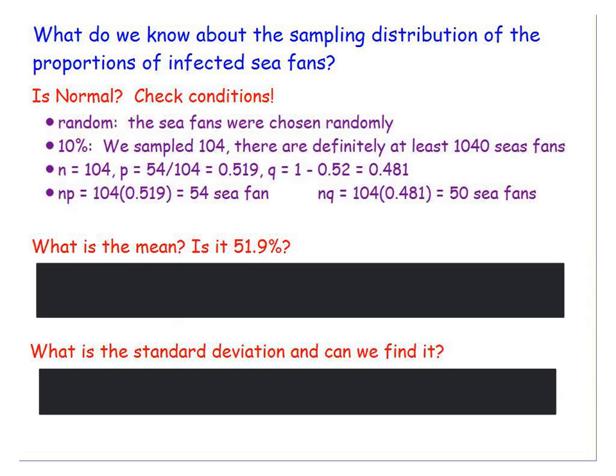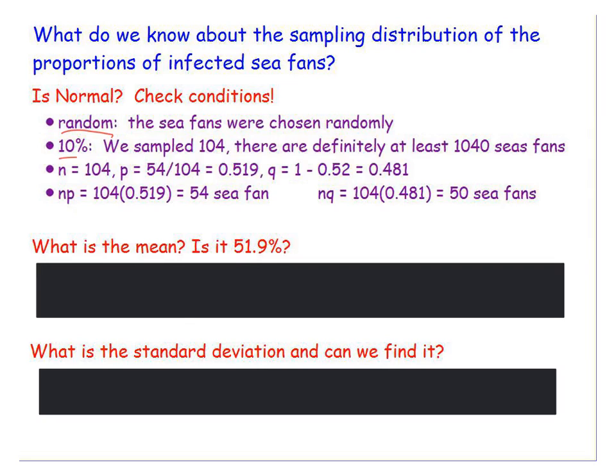If you remember, the first condition we always had to check was the random condition. And yes, we were told in the little blurb on the previous slide that they were randomly selected. Then we have to check the 10% condition. So we sampled 104 sea fans. So if you remember, when we're doing the 10%, we simply add a 0 at the end of that number. So there are definitely at least 1,040 sea fans in the world. They're all over the place on coral reefs.